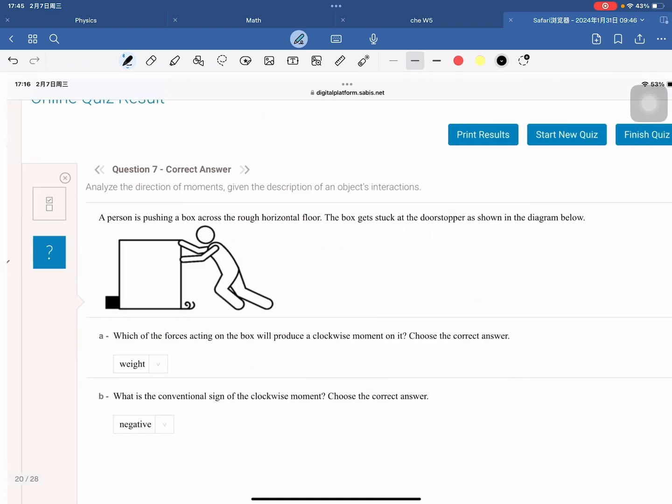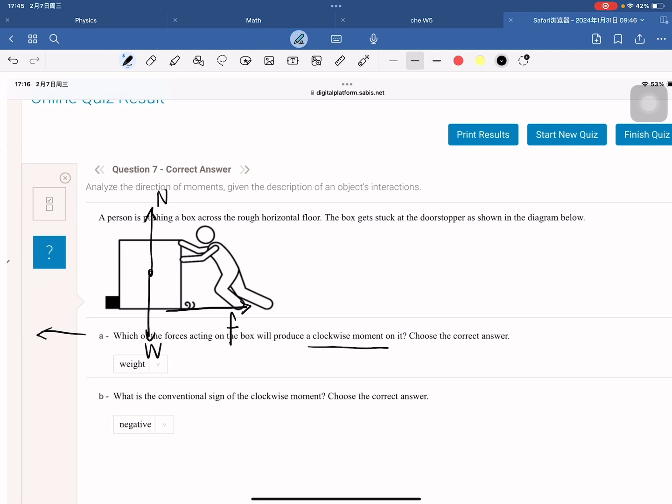Question 7. So when the box is being pushed, it has the normal force, the weight, and the friction. Because the box is moving in this way, the friction is to the right. We need to find which force acting on the box will produce a clockwise movement.